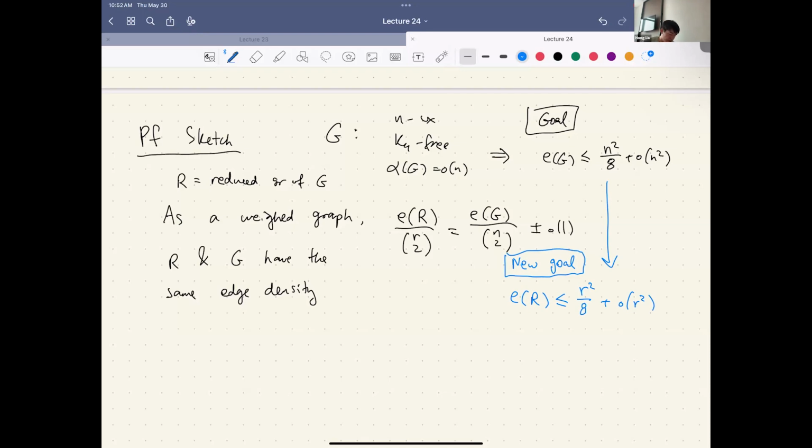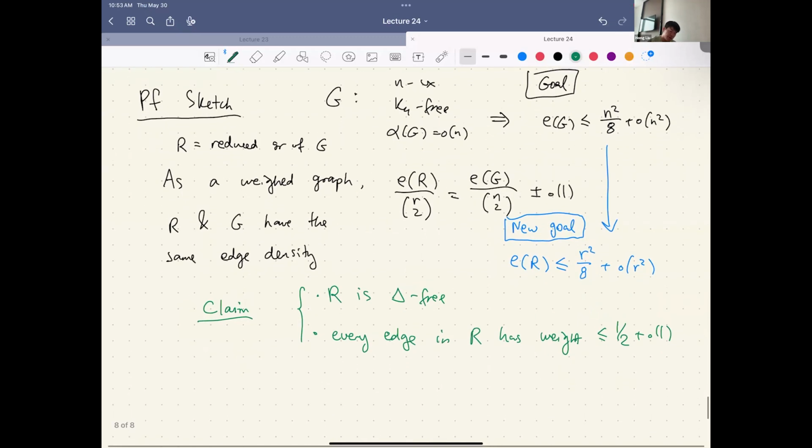And how do we prove that? It's enough to prove this claim. As a weighted graph, we need to prove two things. One, R is triangle free. There's no triangle in R. Two, as a weighted graph, every edge in R has weight at most 1/2 plus little o(1).